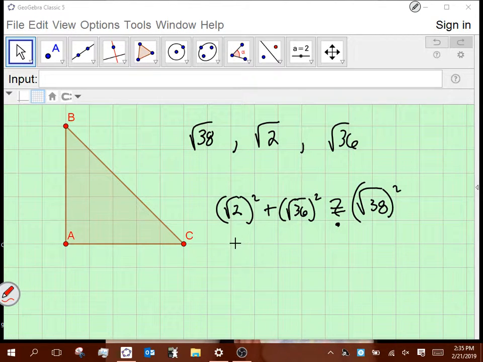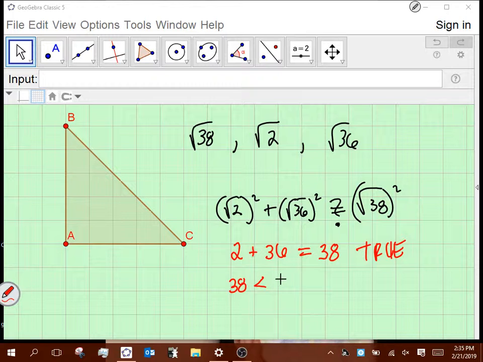Here, radical 2 squared is 2, and radical 36 squared is 36. Does that equal radical 38 squared, which is 38? Yep, that's true. So if it's true, what kind of triangle is it? It's a right triangle. If it was false, then 38 would be either less than or greater than the sum of the other numbers. If 38 is less than, that would be acute. If 38 is greater than, that would be obtuse.